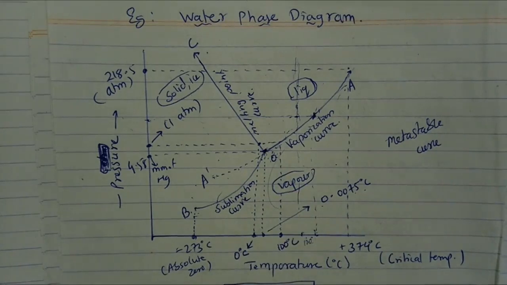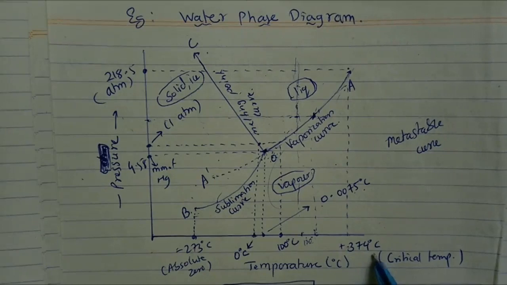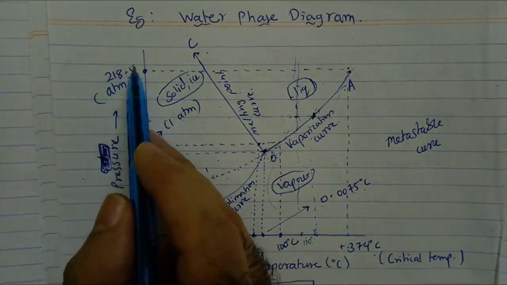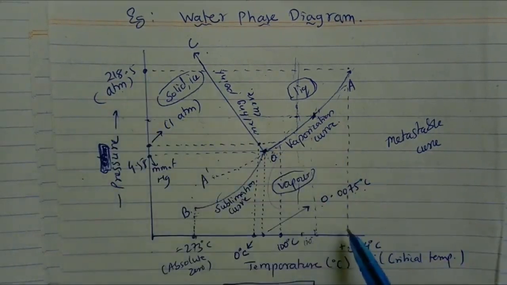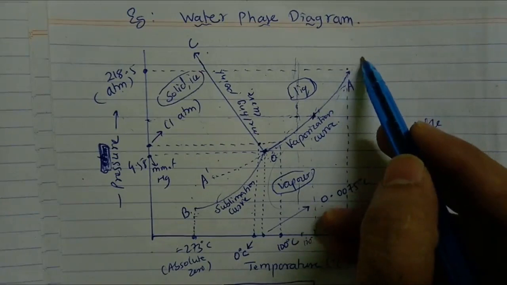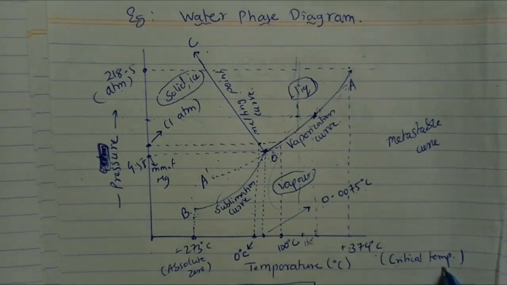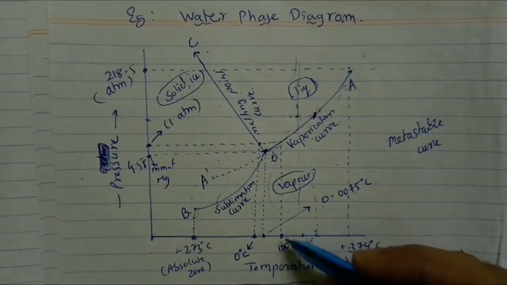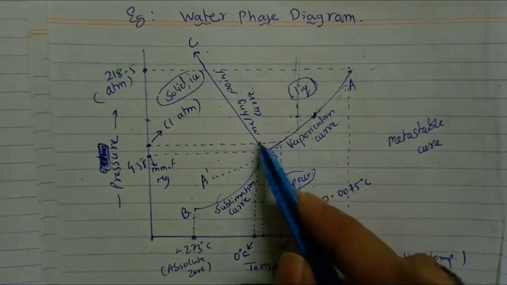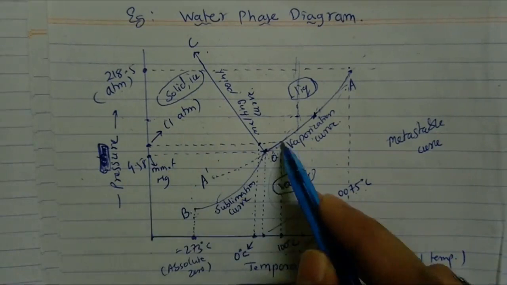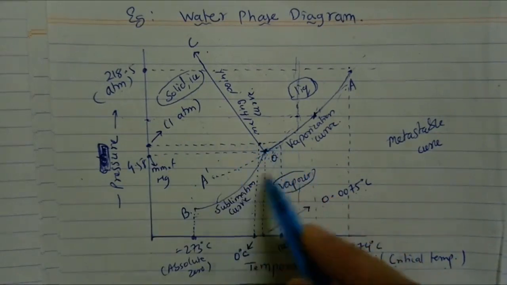Now another important thing to discuss in this phase diagram is the critical temperature, and we know that above the critical temperature you cannot liquefy the gas. So here the critical temperature is around 374 degrees Celsius, which is very high, and the pressure is 218.5 atmospheric pressure. That means if you go beyond this, you cannot liquefy water, even if your pressure is very high. Is that clear? That is what is called the critical temperature. And this is your boiling point, that is 100 degrees Celsius at 1 atmospheric pressure. This is 1 atmospheric pressure and 100 degrees Celsius. So this is the boiling point of water.